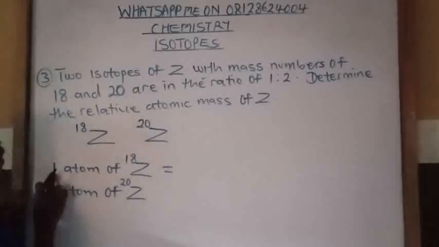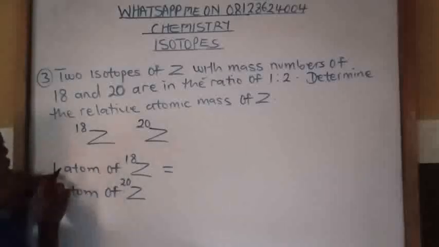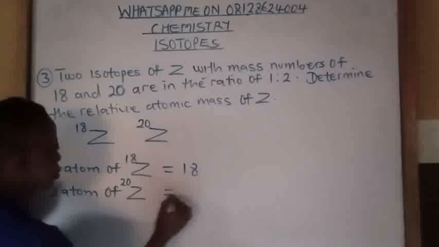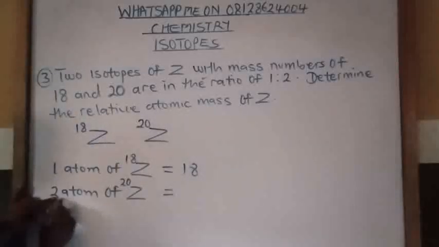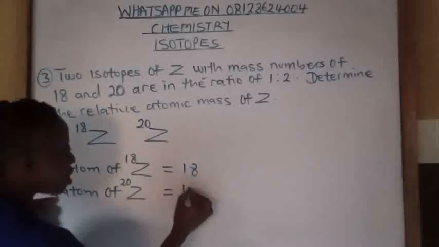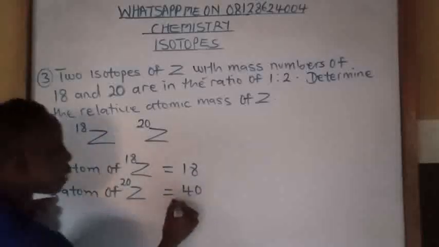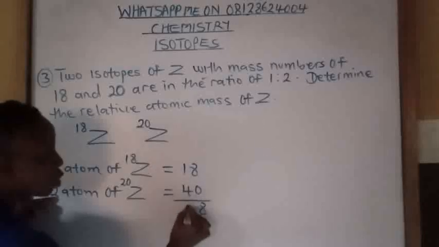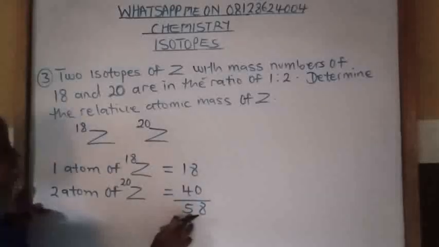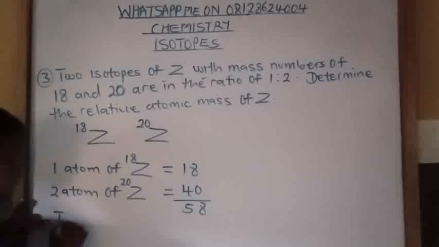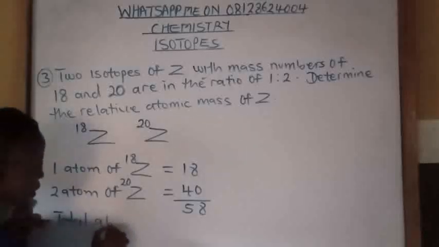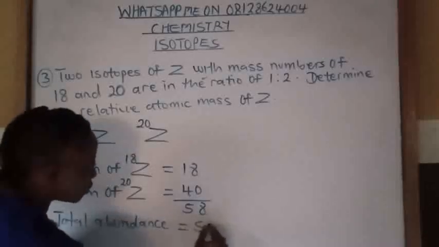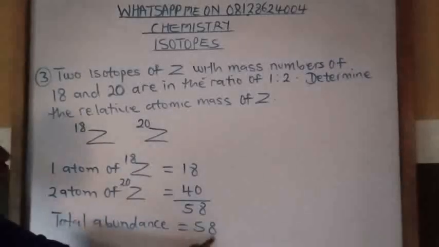So what will be the relative abundance of the first atom? That will be 1 times 18, which gives 18. The abundance of the second atom will be 2 times 20, which gives us 40. So what is the total abundance? We are going to calculate the total abundance. 18 plus 40 gives us 58. So that is the total abundance.